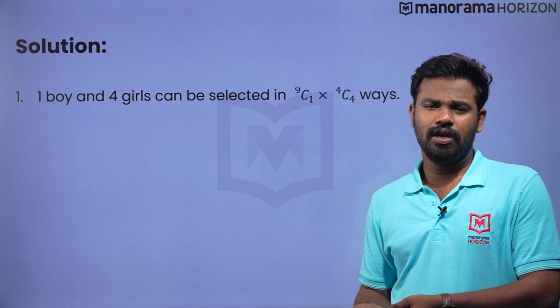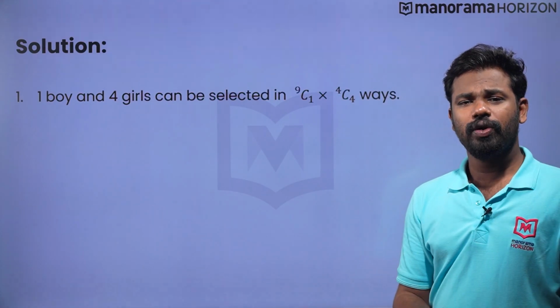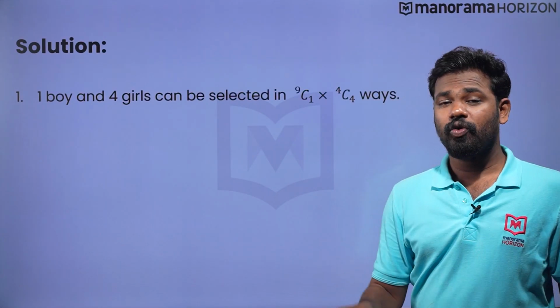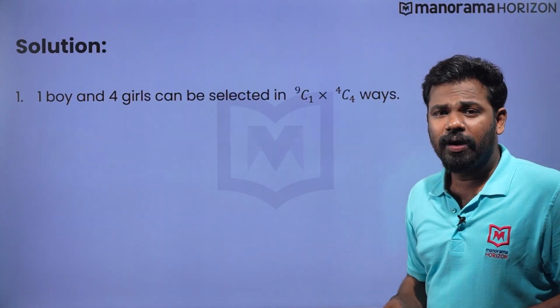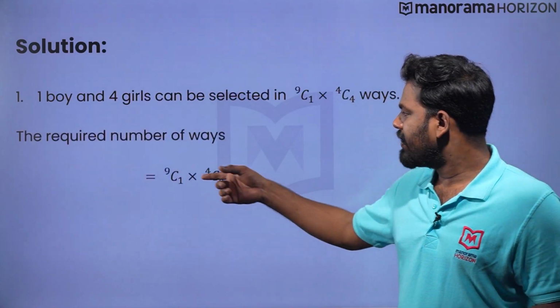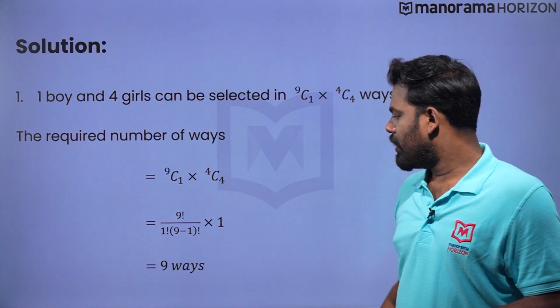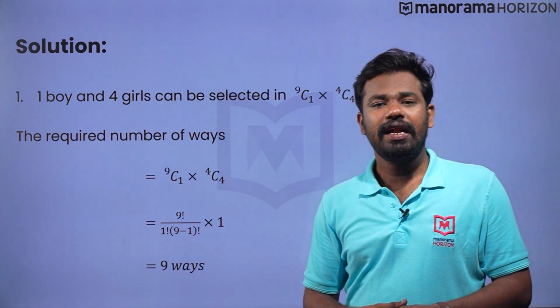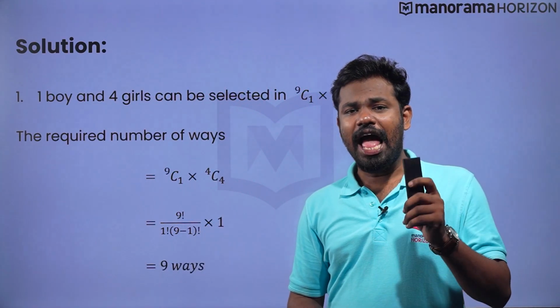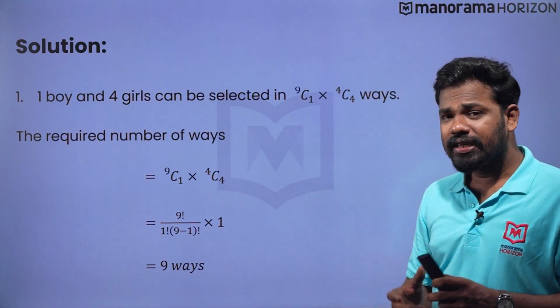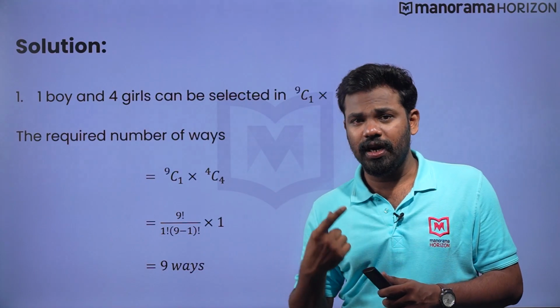So I can select that in 4C4 ways. So 1 boy can be selected in 9C1 ways. 4 girls can be selected in 4C4 ways. I need both of them for the group also. So I have to multiply 9C1 into 4C4, which is 9 into 1. That gives us total how many ways? 9 ways. So 1 boy and 4 girls can be selected in 9 ways. So there is a condition over here, and you have to go for that condition, which is very, very important.